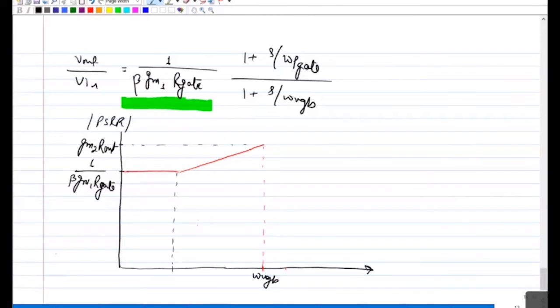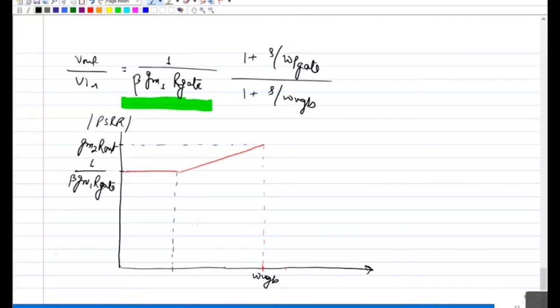So now if you talk about, let's say, 1/10 of your omega UGB, then obviously that means the suppression will be 1/10 of GM2 R out. So if your GM2 is, let's say 10, in that case it will become 1, which means you have to further go at a lower frequency. I mean 100 times below omega UGB, roughly you will start seeing a good suppression, otherwise not. Which means your UGB should be really very high in order to make sure that you get a good suppression of supply noise in the output.